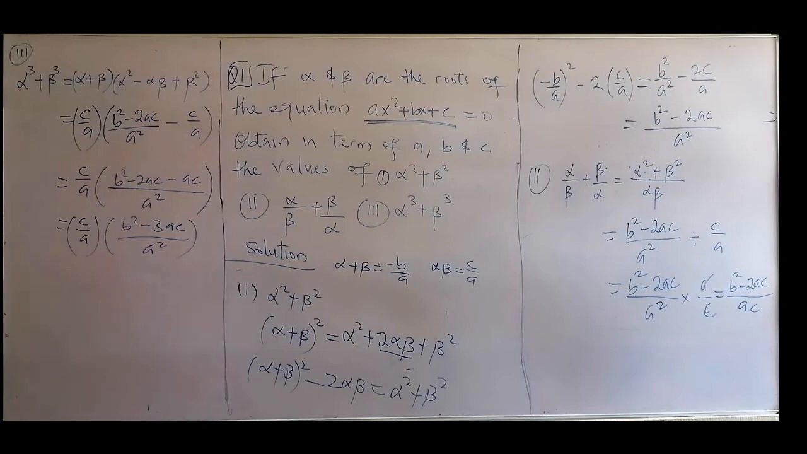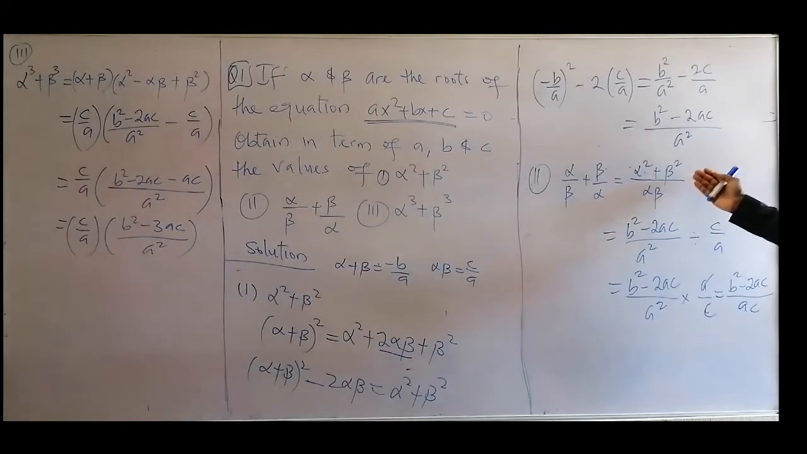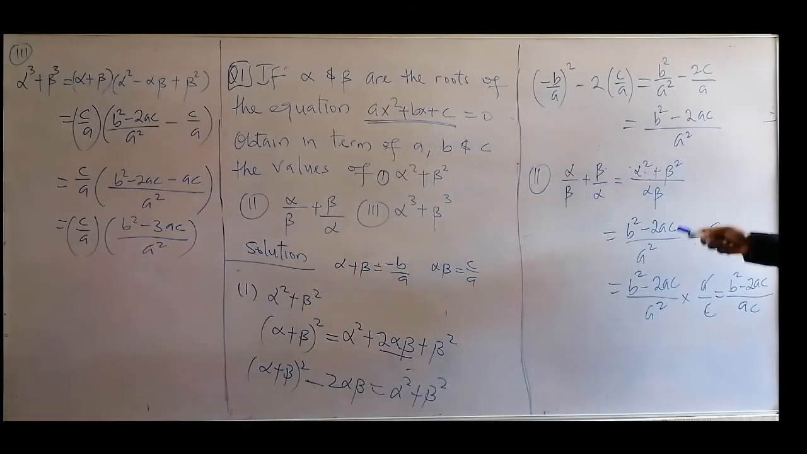So that's that. And the second one is this. Find the LCM. Once you find the LCM, you have this. Then we've already gotten alpha square plus beta square. The substitution for that is b square minus 2ac over a square. And then divided by what? Alpha beta, that's c over a. Then finish it up.